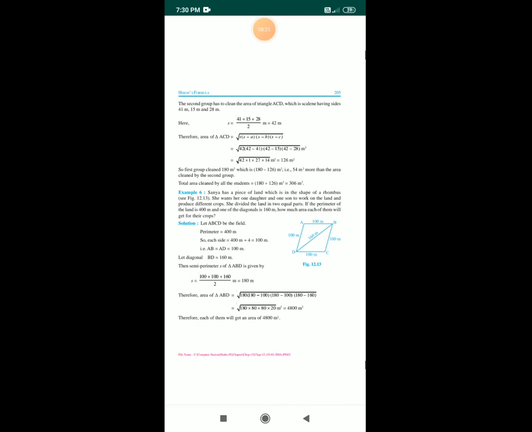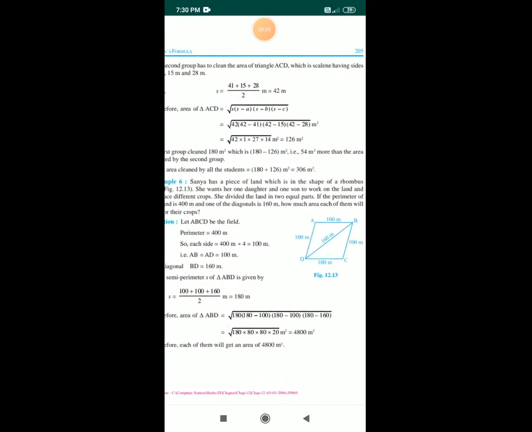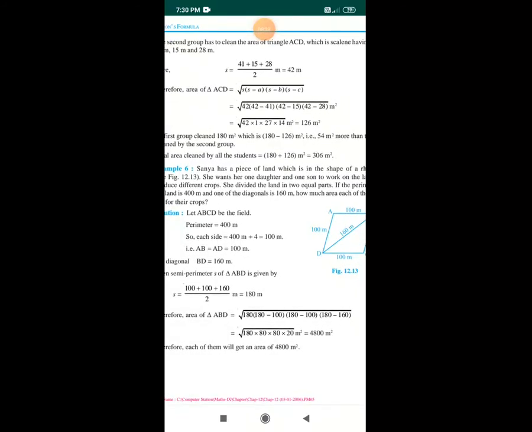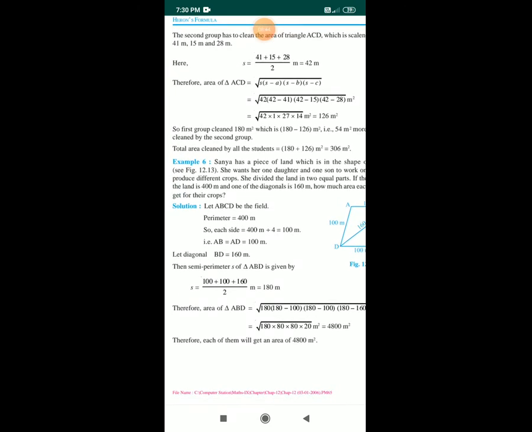So let ABCD be the field. Perimeter is equal to 400 meter and each side is equal to 400 divided by 4 equal to 100 meter. That means AB is equal to AD is equal to 100 meter and one of the diagonals of the quadrilateral, BD, is equal to 160 meter.